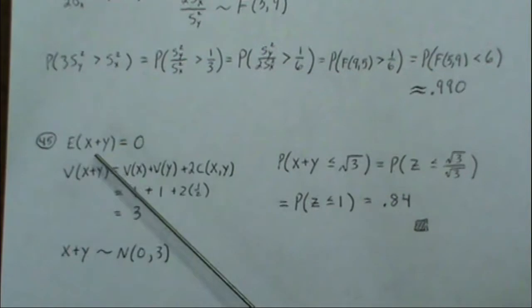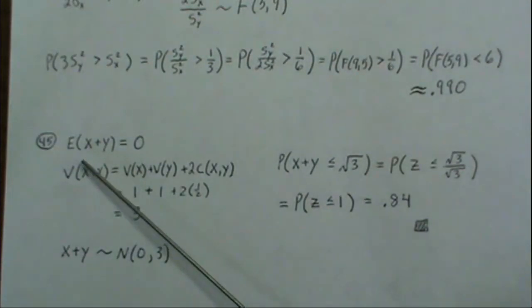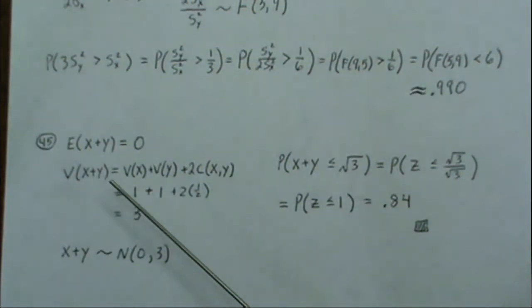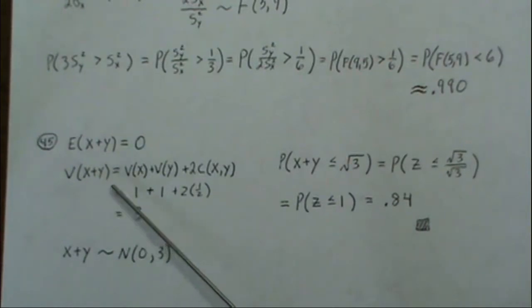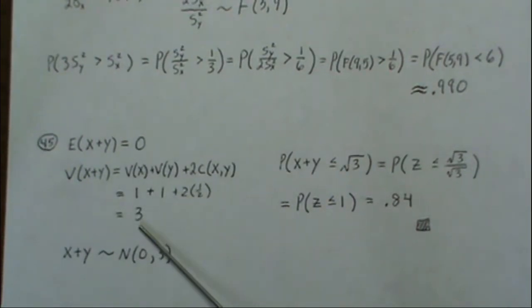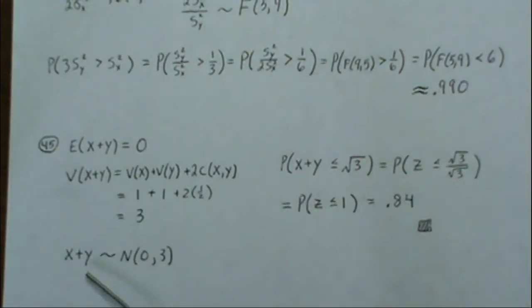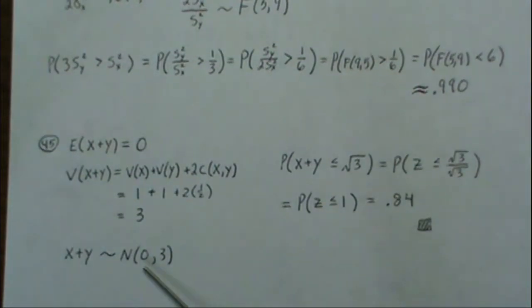A little background first. If we know that x and y are jointly normal, common mean 0, variance 1, covariance 1/2, then the linear combination is normal. And so we just find the expected value, which is 0, and the variance of it, which ends up being 3. So x plus y is normal with mean 0 and variance 3.